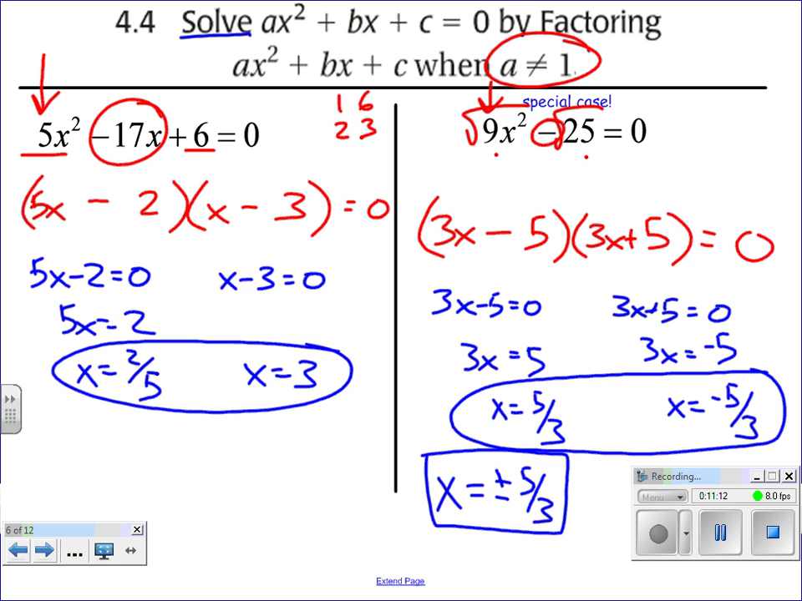Okay, and again, you could just go ahead and take the square root here. But again, the purpose of this chapter is knowing how to do quadratics several different ways. So this way, you could either take the square root or you could factor it. Both are going to yield the same answer.